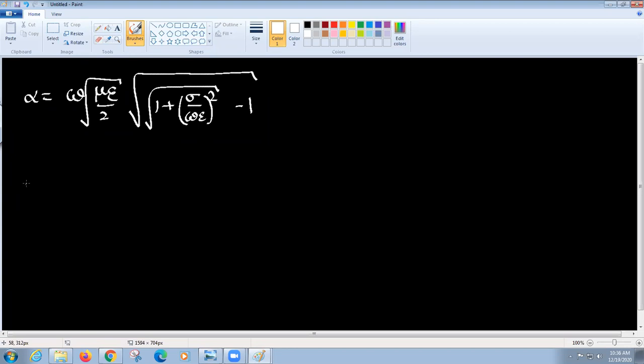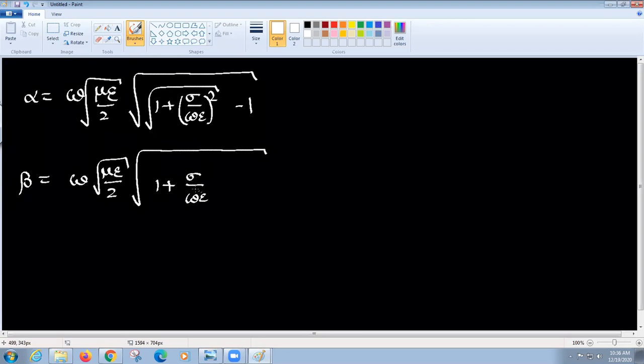Similarly, what is my beta? Beta is equal to omega square root of mu epsilon by 2. This is very simple, right? For beta, it is just plus 1. So take 1 plus loss tangent square under square root, again this is plus 1. Now again, I take three cases.